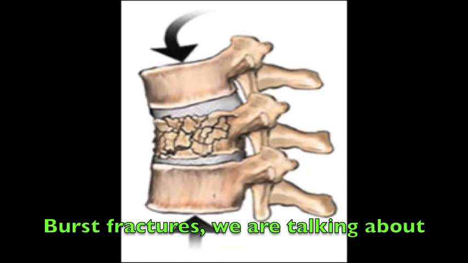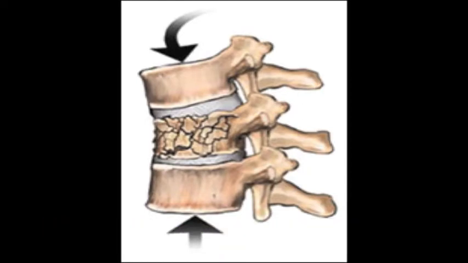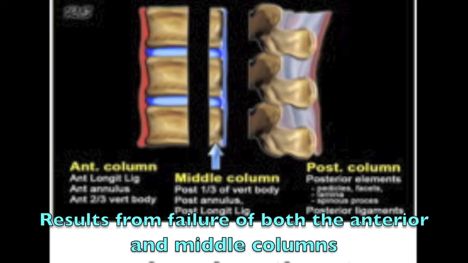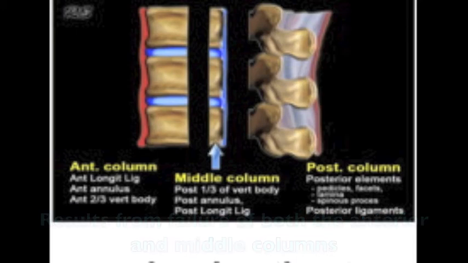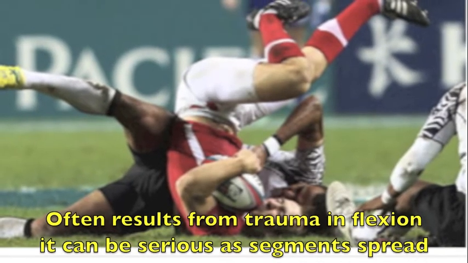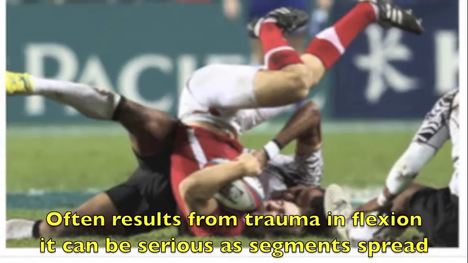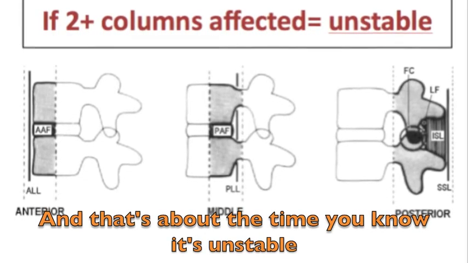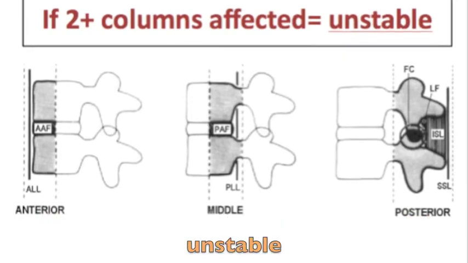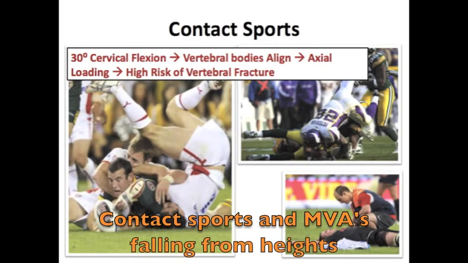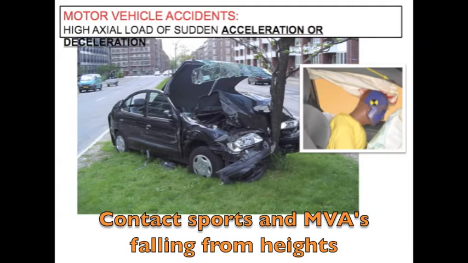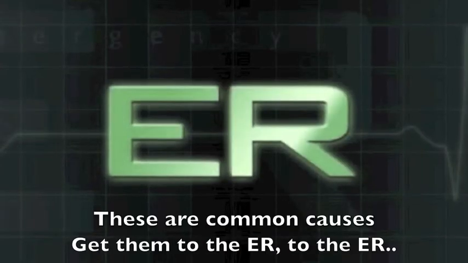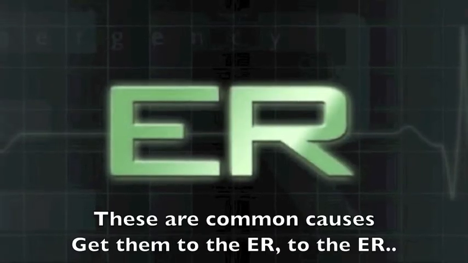Burst fractures that we are talking about result from failure of the anterior and middle columns, often from trauma in flexion. It can be serious as segments spread, and that's about the time you know it's unstable. Nobody likes it when it's unstable. Contact sports, MVAs, and falling from heights are common causes. Get them to the ER, to the ER.